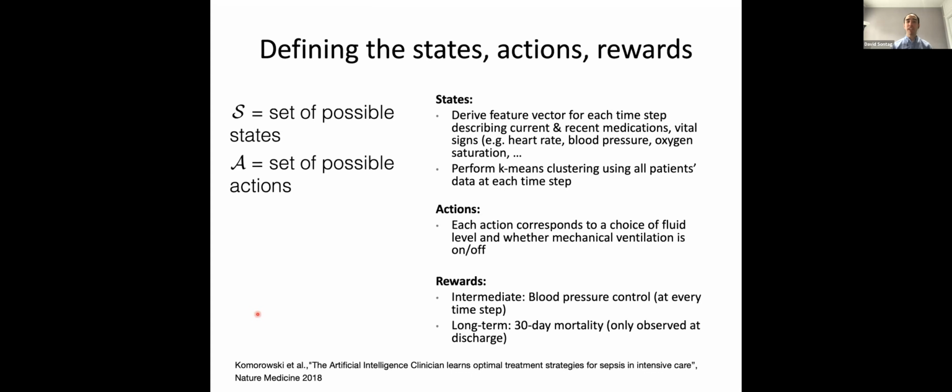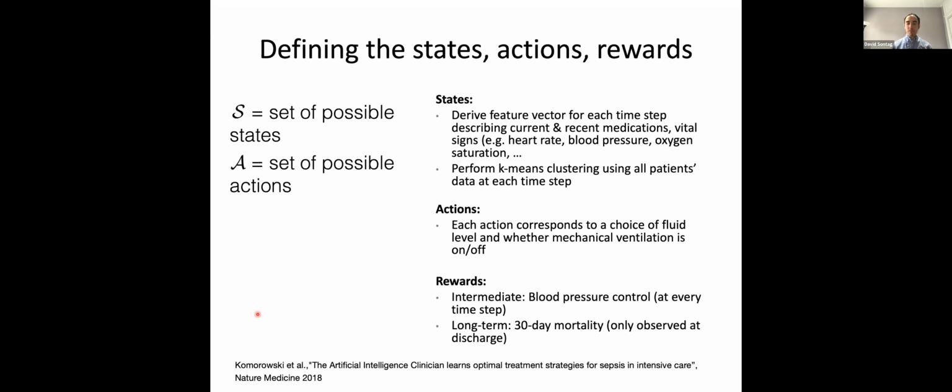For the state vectors, what they did is they derived a feature vector for each point in time, which looks at both the most recent and past actions that were taken, for example past medications. It looks at the patient's vital signs. For example, what is their current heart rate? What is their current blood pressure? What is their current oxygen saturation, and so on. And you get this one high dimensional feature vector describing the patient at that one point in time.